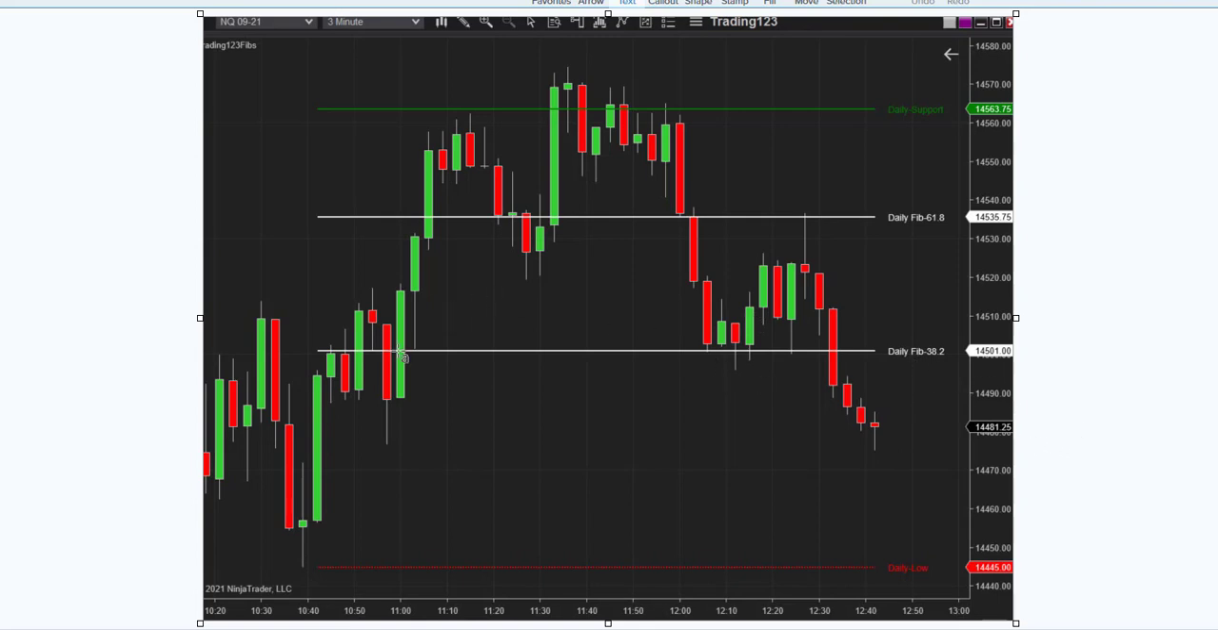So when people say, well, how did you know how to get out right there? Well, I'm looking at the fib levels. No, I just didn't get lucky. I'm using the fib levels to identify support and resistance and get out of the trade.